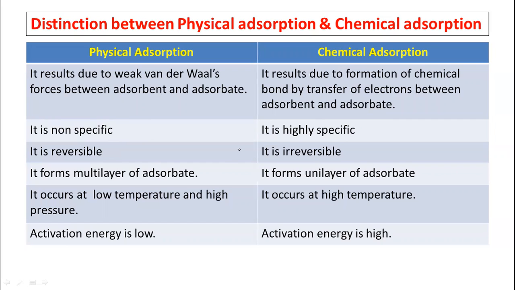And one of the important things is that physical adsorption is a multi-layer adsorption process. It means that on the surface of the adsorbent there is a formation of many layers. But in chemical adsorption there is a formation of only one layer, that is a unilayer of adsorbate. Physical adsorption takes place at low temperature and high pressure, while chemical adsorption takes place at high temperature.